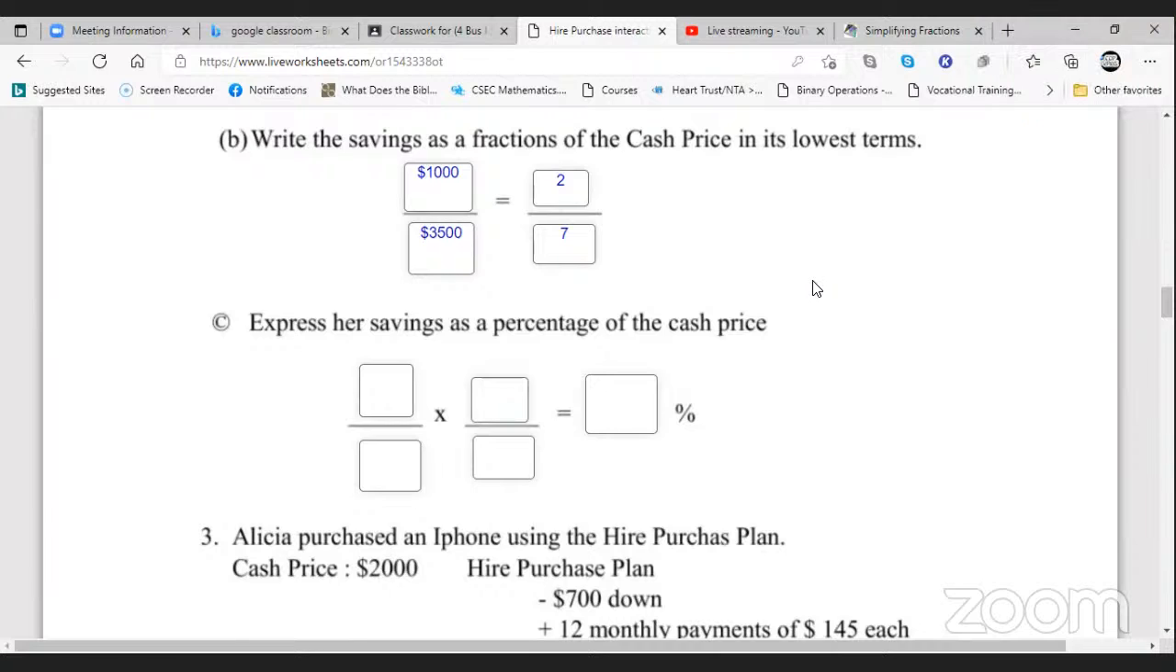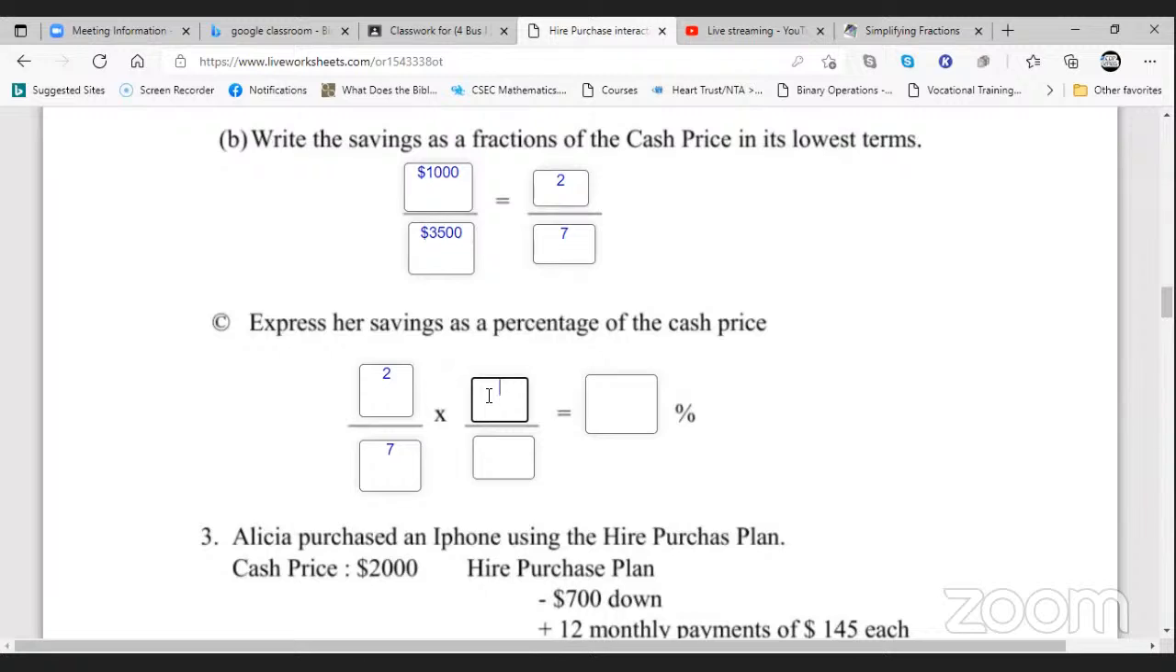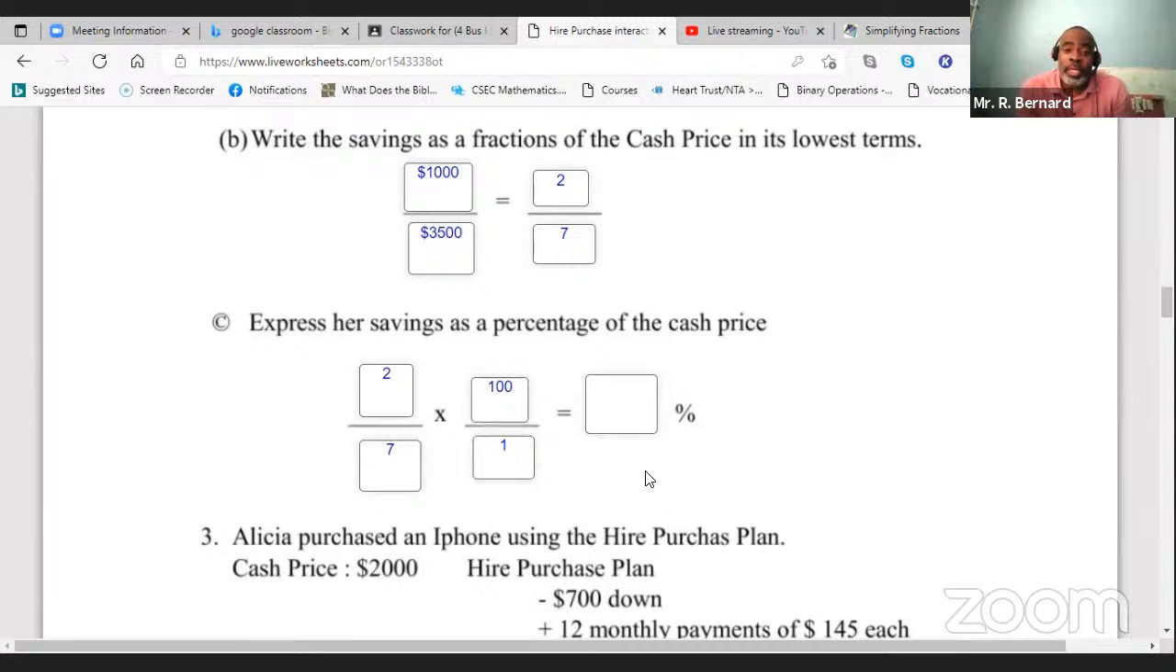Sir, I think you must put by the 2/7. Yeah. And express her savings as a percentage of the cash price. And write the cash price over the cash price. No, 100/1. Remember, if you have to find a percentage of something, you have to express the savings as a fraction of the cash price. It's in the lowest terms. So when you put it 2/7, it's a good move.